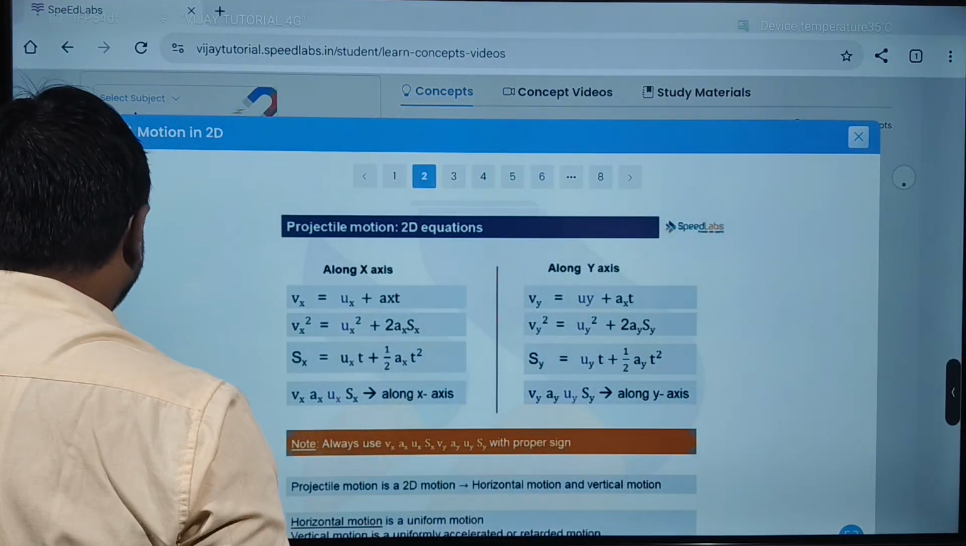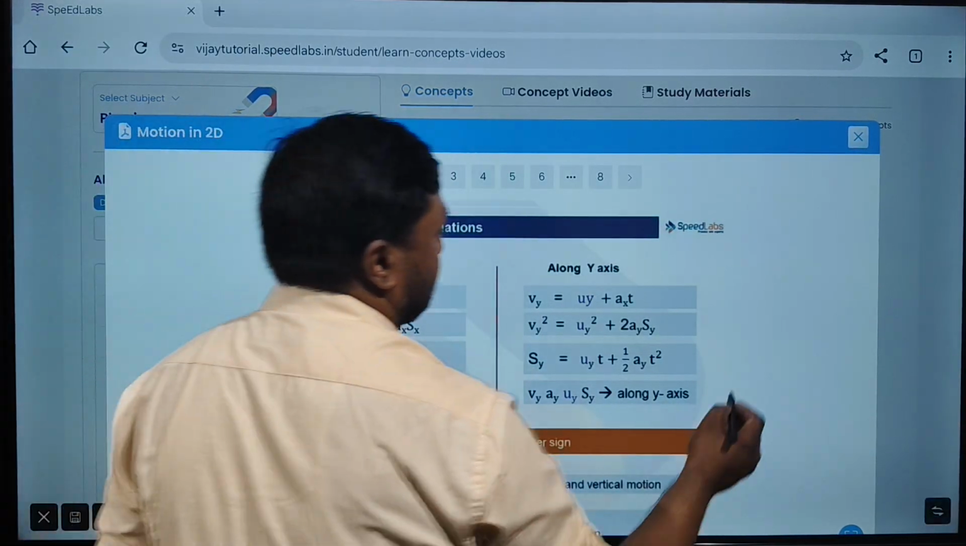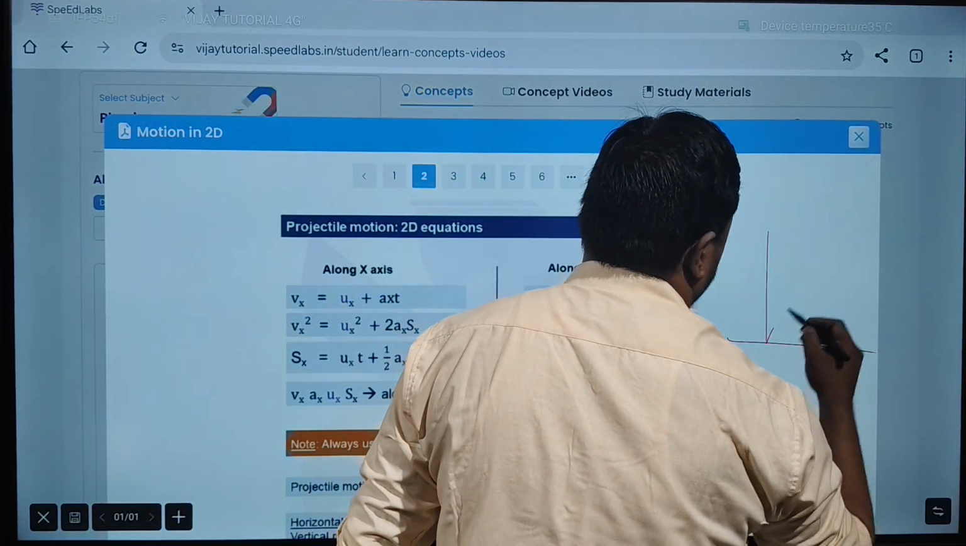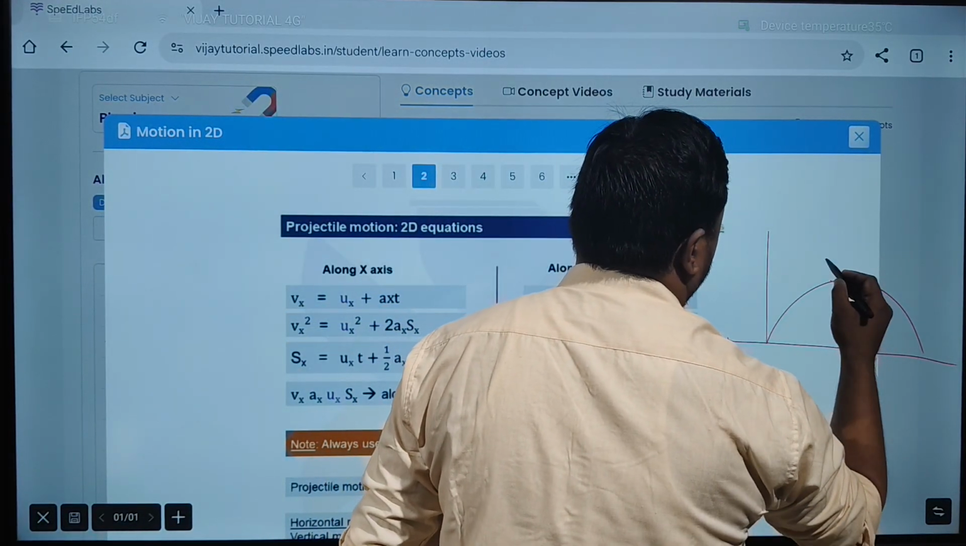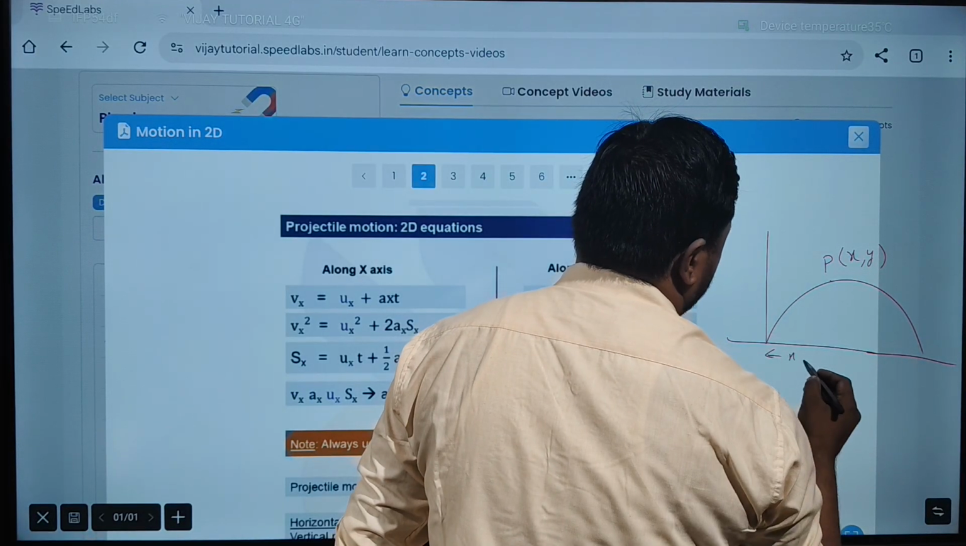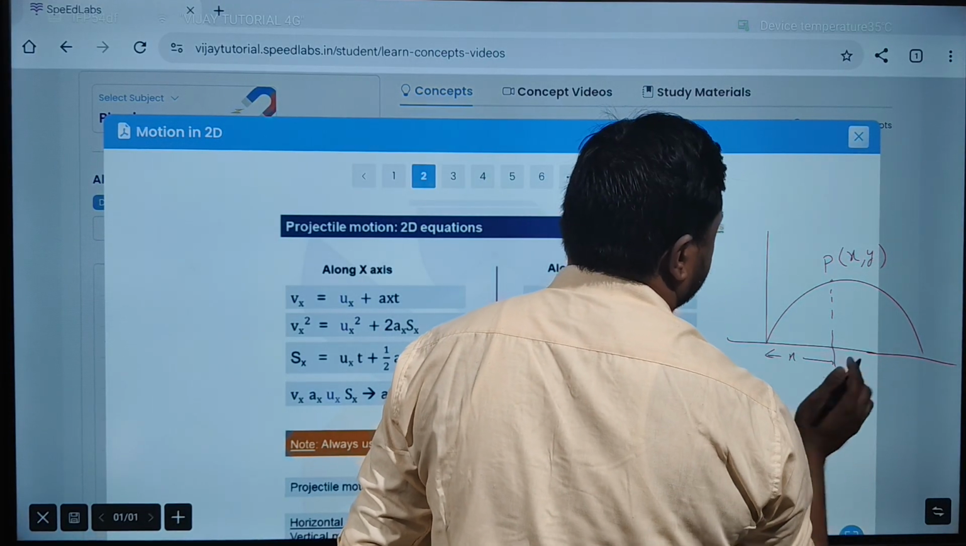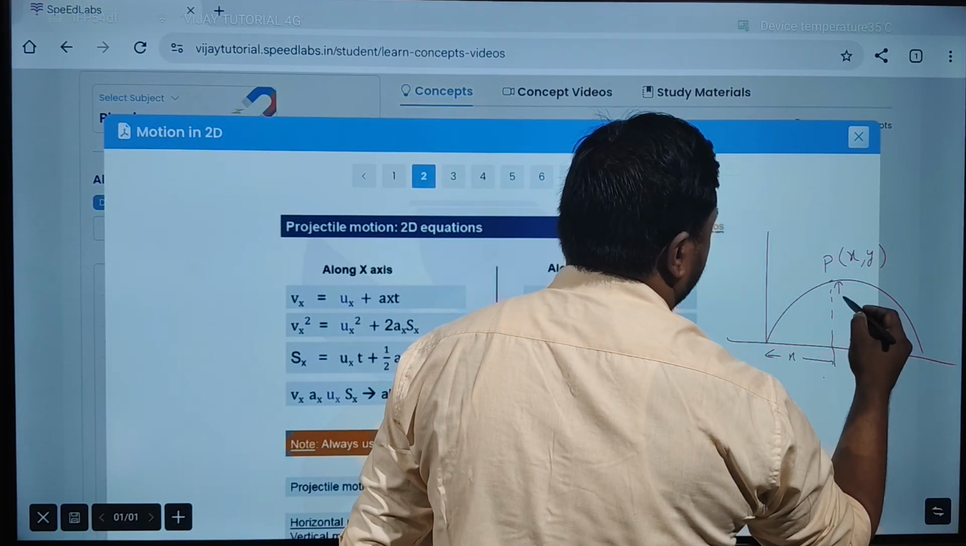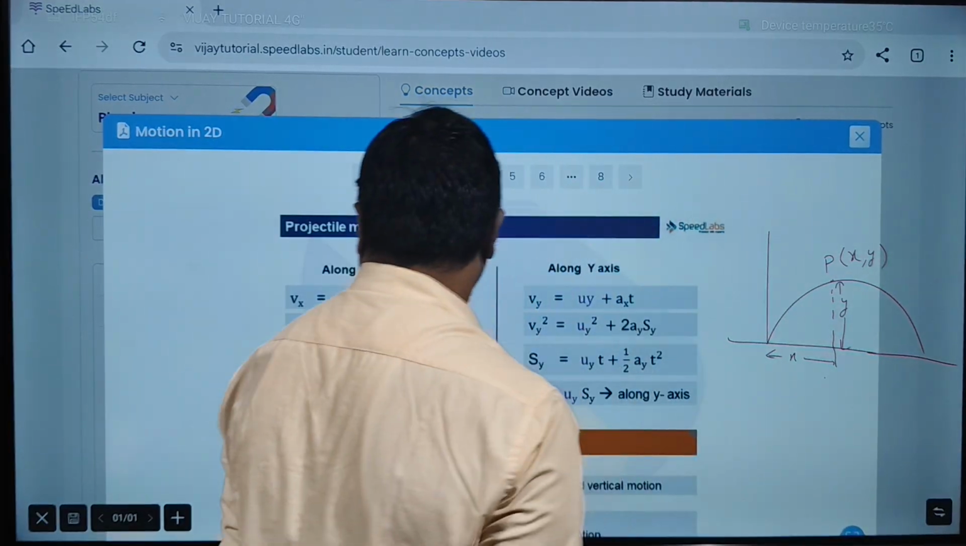Now see, let's take the particle is at some point P having coordinates x, y. It means along the x direction it has covered x distance, and along the y axis it has covered y distance. Yes or no?